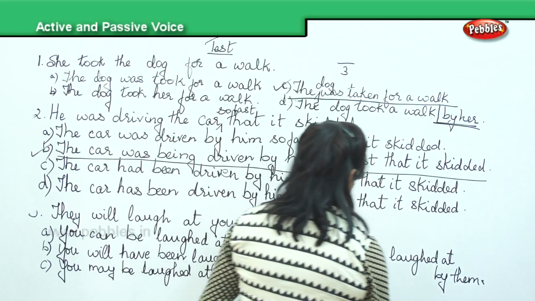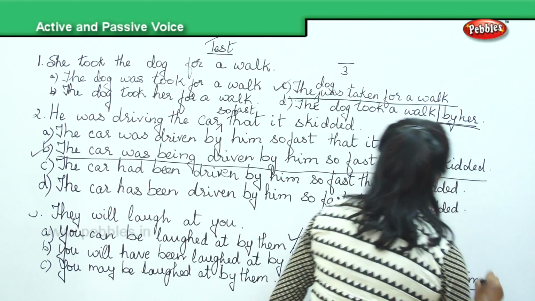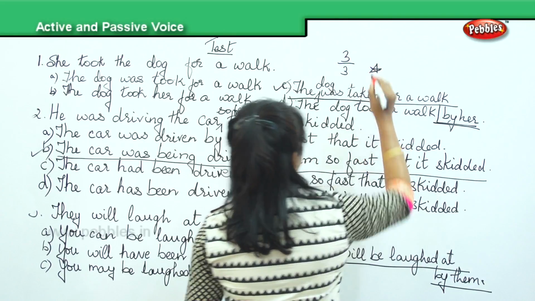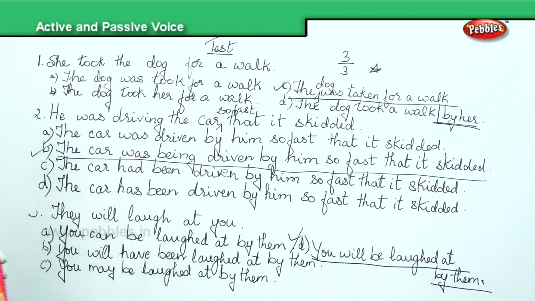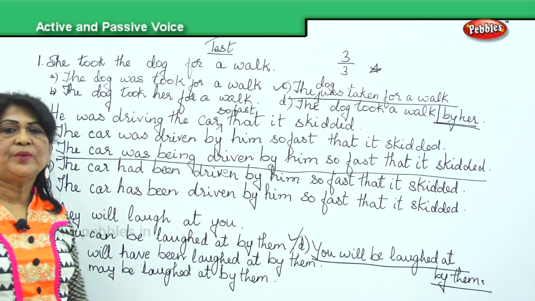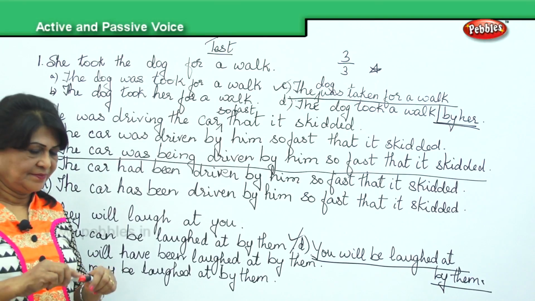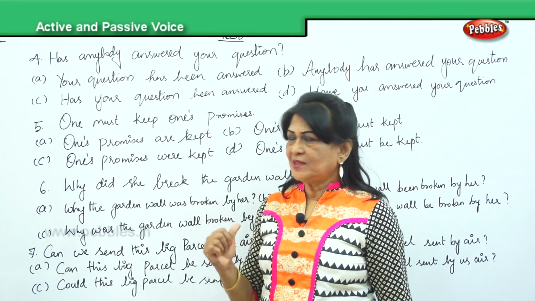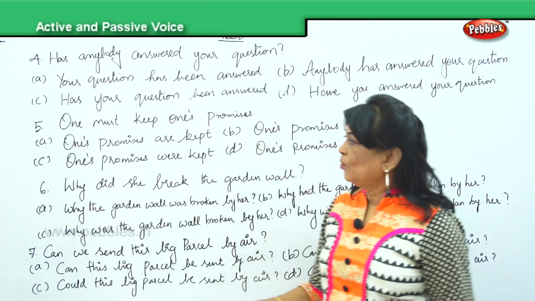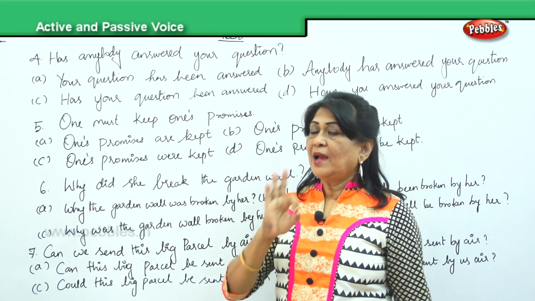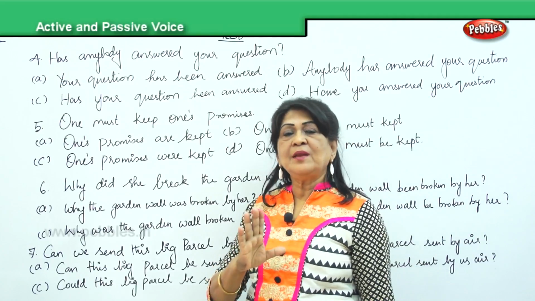Check it up. Then you get 3 on 3 and you get a small little star. For 3 marks, if you have done it correctly, you get 3 on 3 and a small star, and we'll continue with more sentences. Shall we? So you've scored 3 on 3 in the first test. Now we have around 4 more, and with this it will become 7 and 3 more. So altogether 10 marks test.